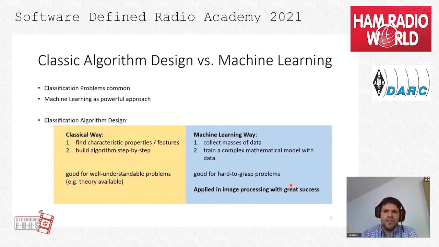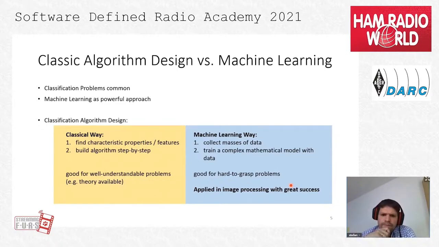When you want to build a classification algorithm, you have basically two options nowadays. You have the classical way and you have the modern way of machine learning. The classical way means you try to find some characteristic properties or features of a signal, and you build an algorithm step by step that calculates these features. This is a very good approach for well understandable problems where you have a theory, for example, or where you have a deep understanding of these characteristic properties you require to distinguish between the classes.